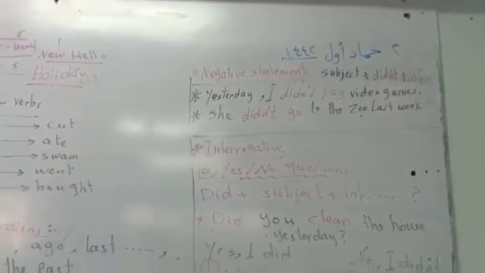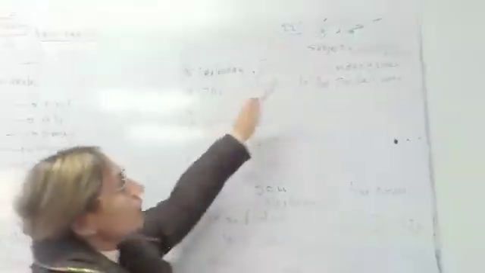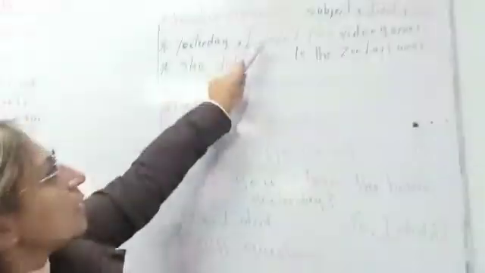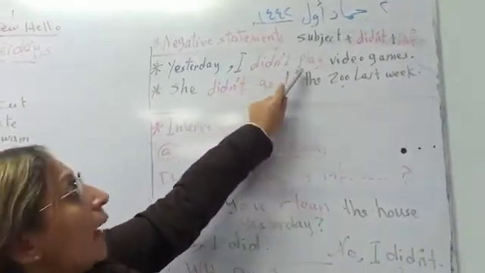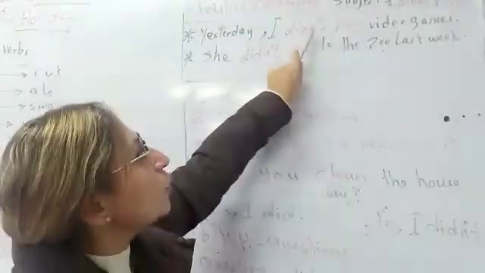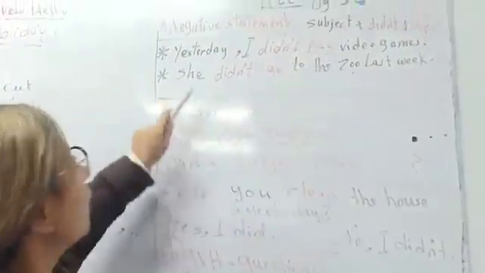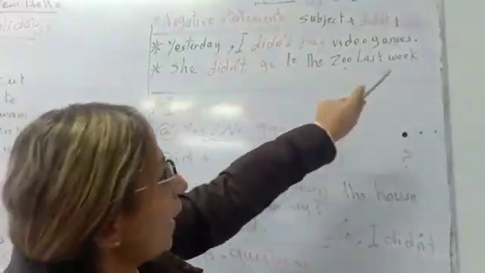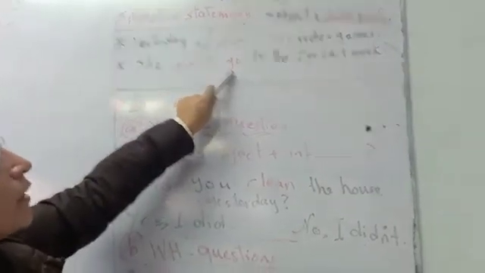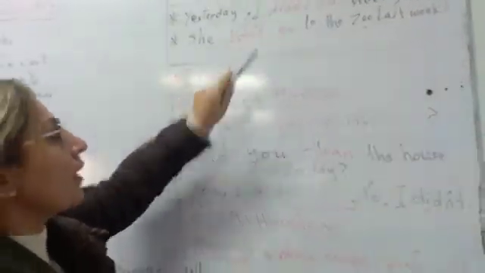In the negative statements, we have to use the subject followed with didn't and the infinitive. Don't forget to put the infinitive after didn't. Yesterday, I didn't play video games. Notice here we use didn't because it's negative, and we change the verb to the infinitive form after didn't. So after didn't, don't forget to put the infinitive form. She didn't go to the zoo last weekend. I used here didn't because it's negative, and I put go in the infinitive form because we have didn't here.